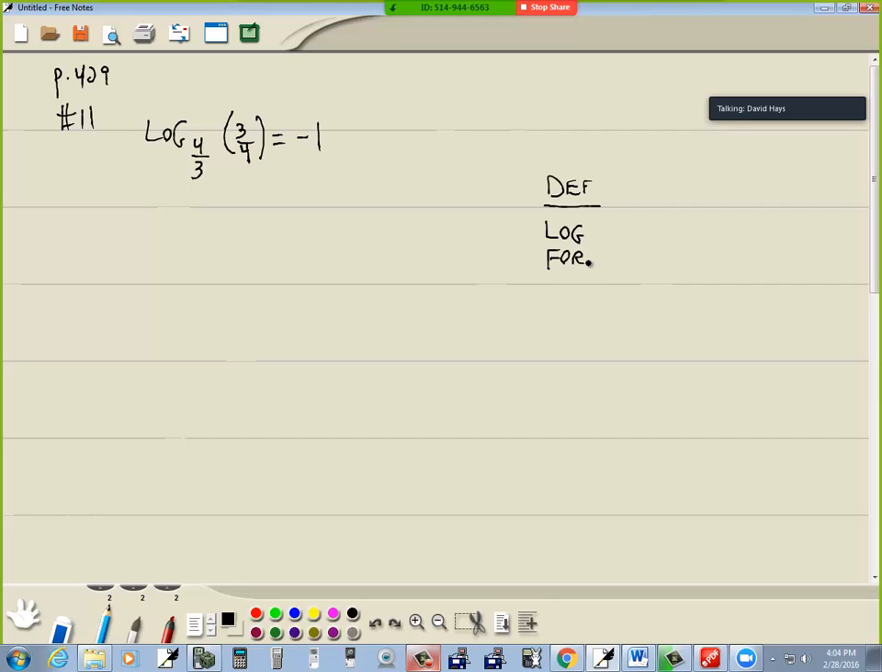So we have our log form, which looks like this: log base b of q is equal to p. Now if you have it in that form, you can rewrite it in your exponential form as b to the p is equal to q.